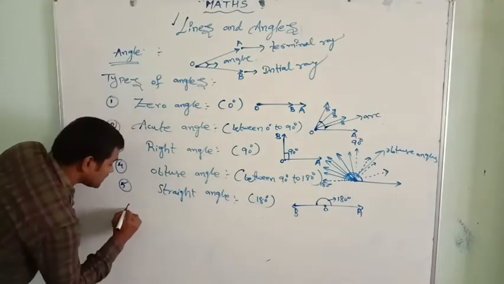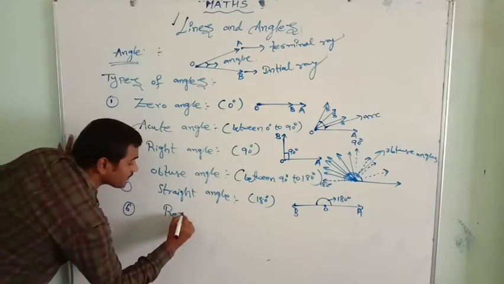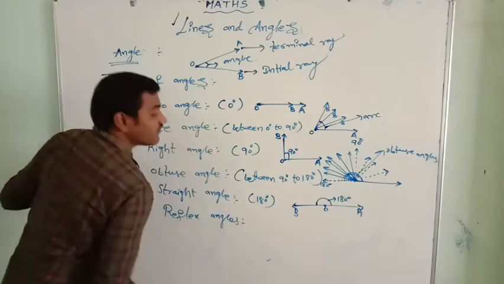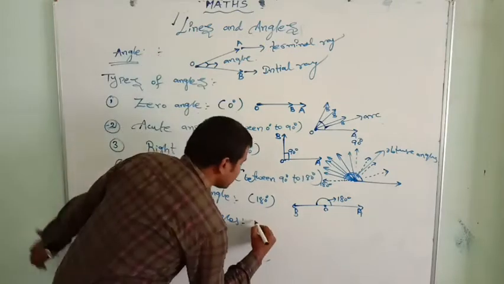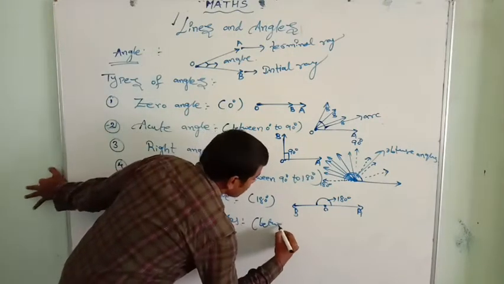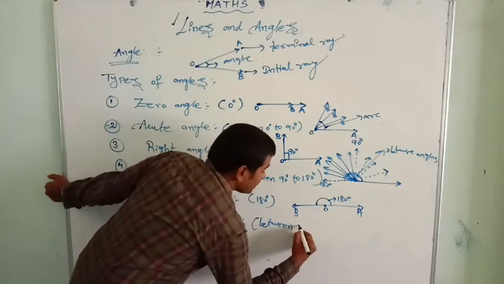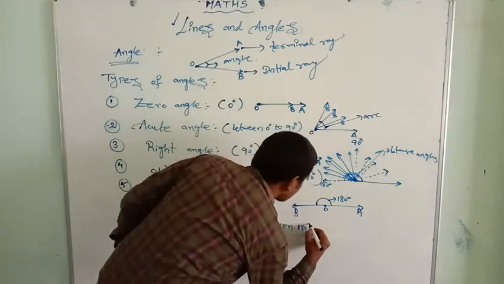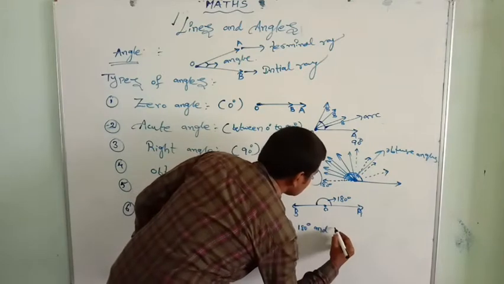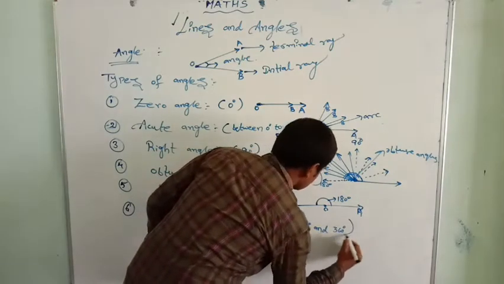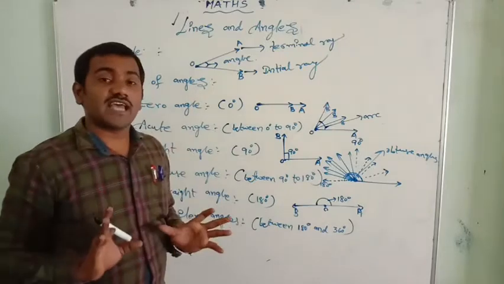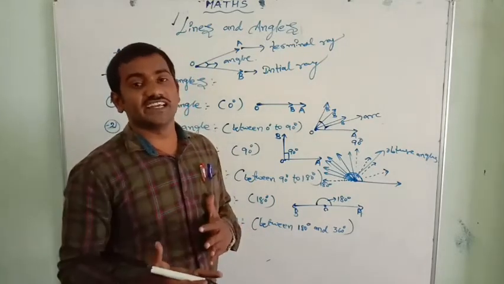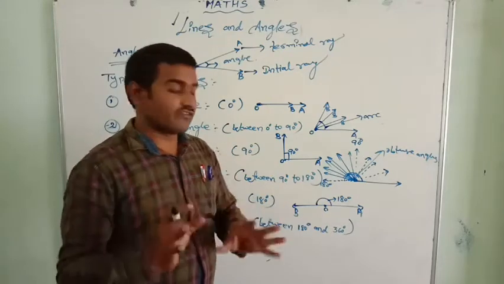So next, the sixth one is reflex angles. Reflex angles are between 180 degrees and 360 degrees. Okay, the reflex angles are always above 180 degrees and below 360 degrees. All these angles are known as reflex angles.